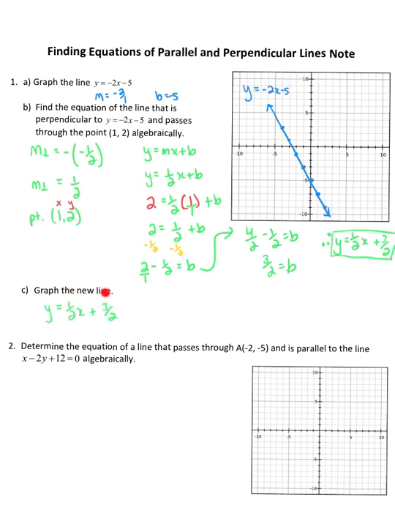So in part C, we are asked to graph this new line. It is in the form y equals mx plus b, so we can identify the slope and the y-intercept. So the slope is 1/2, and the y-intercept is 3 over 2. I'm going to write that as a decimal. It's just a little easier to plot a point when it is written as a decimal. So the y-intercept will be at 1.5.